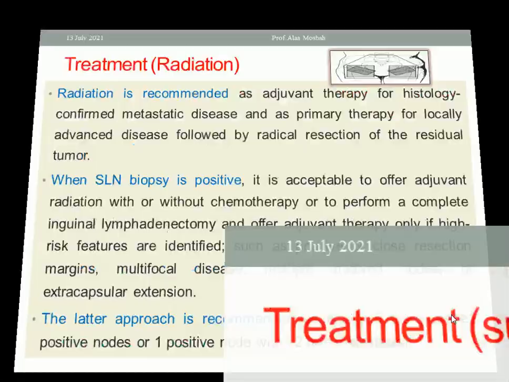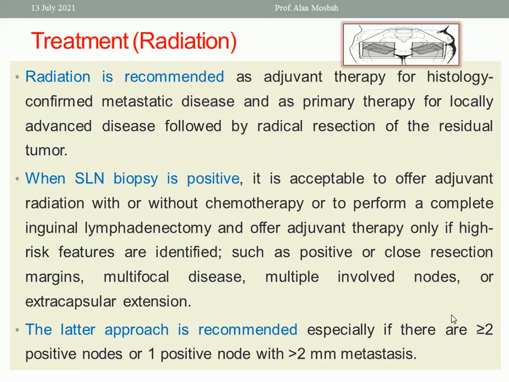Let us go to the adjuvant radiation therapy. Radiation is recommended as adjuvant therapy for histologically confirmed metastatic disease and also can be used as a primary therapy for locally advanced disease, followed by radical resection. So sometimes after you do the surgery, you ask for radiotherapy for this patient. This is called adjuvant therapy. But sometimes in advanced disease, you may ask for radiotherapy as a primary treatment, then do radical surgery after finishing the radiotherapy. So radiotherapy could be adjuvant therapy, and in other cases could be a primary therapy.